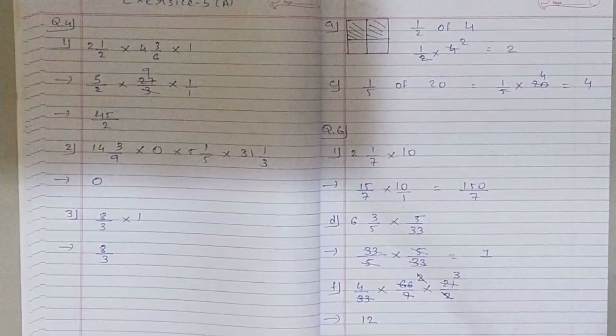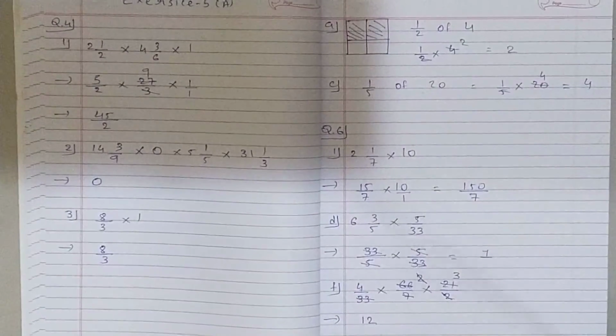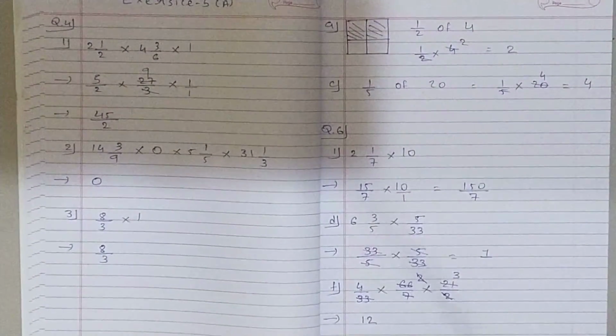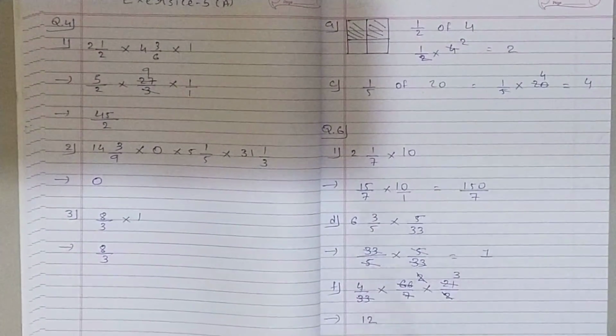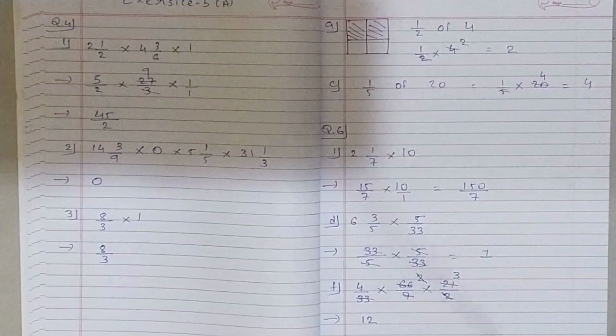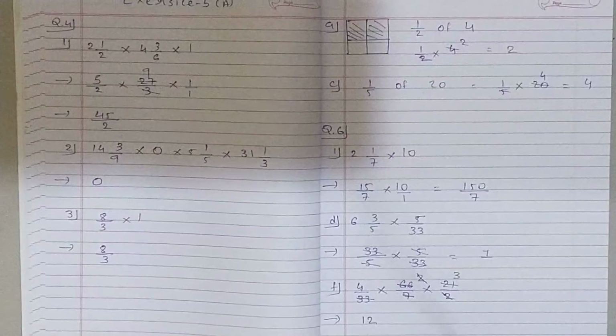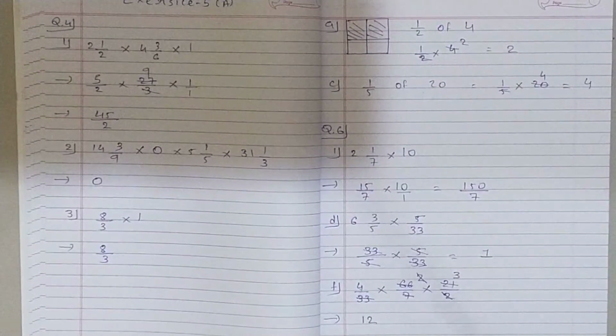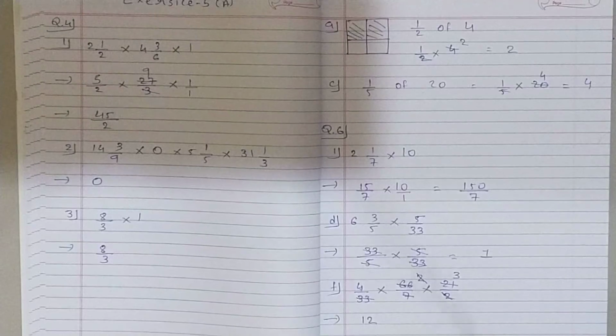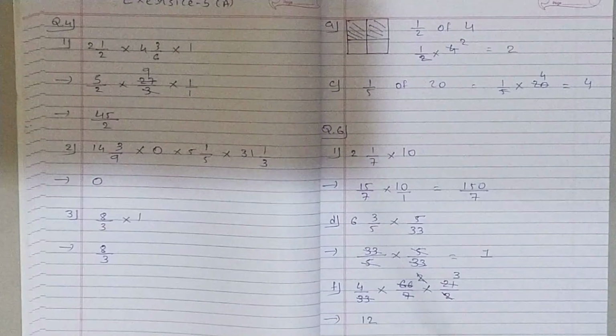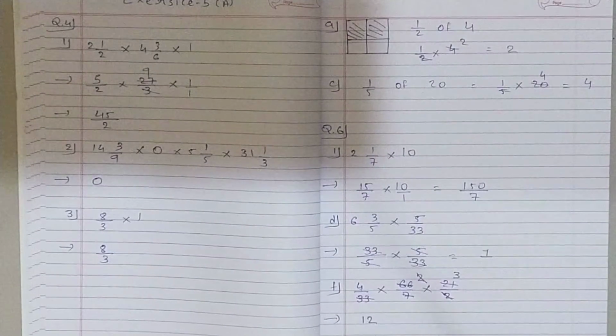And now the last, that is G1, 5 whole 1/3 into 6 whole 1/4 and 7 1/2. Okay. Now 5 3s are 15 plus 1, 16.